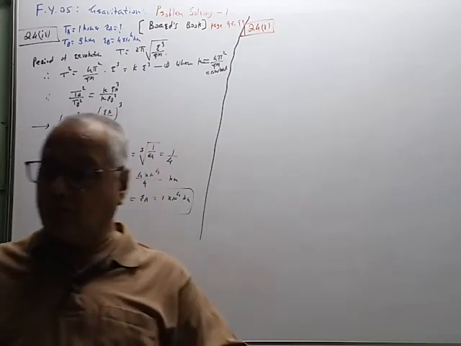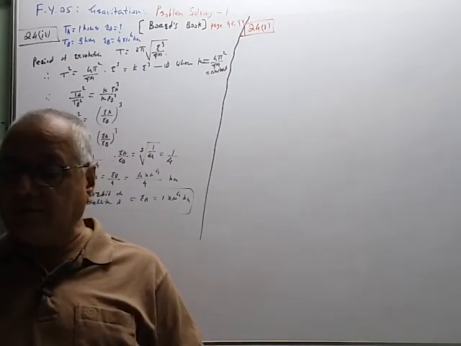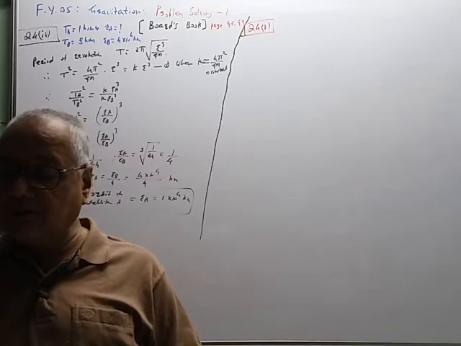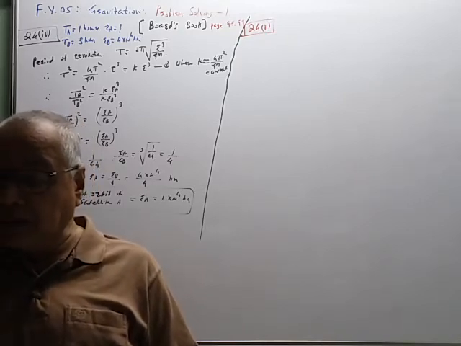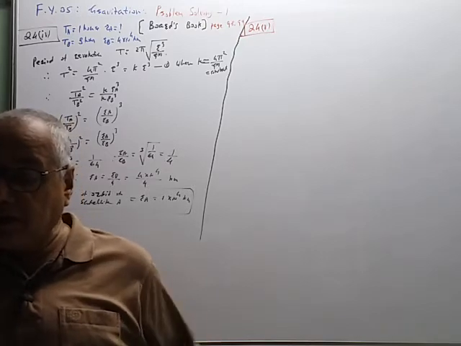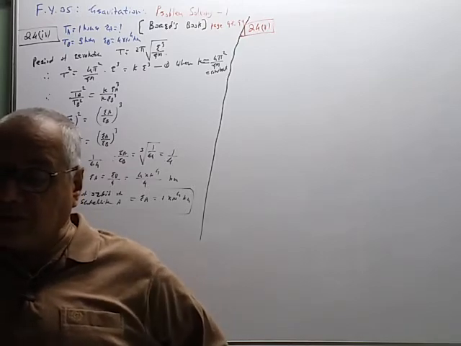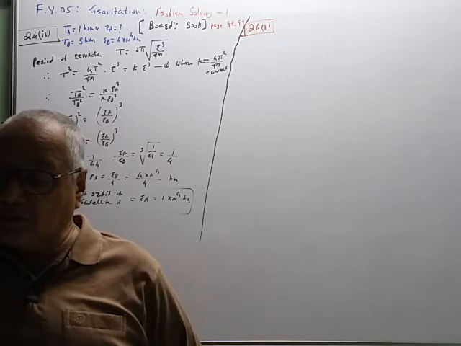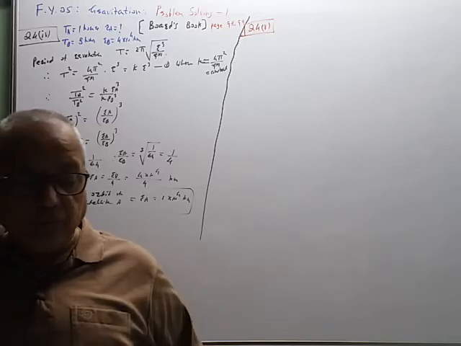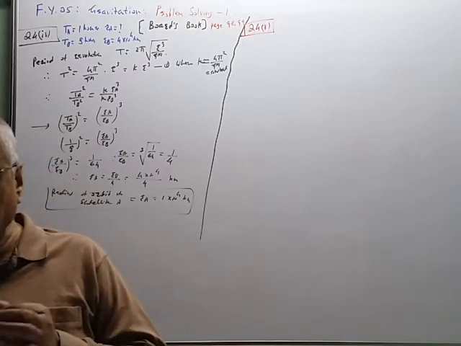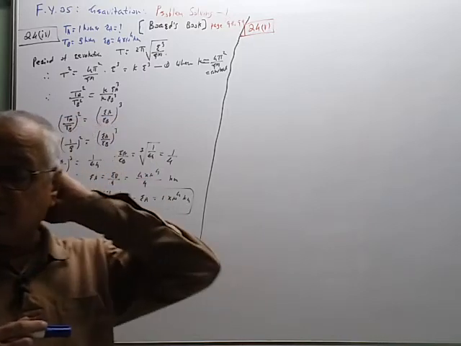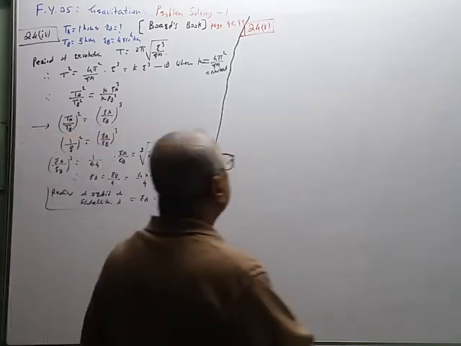Question number 4-5. Find the gravitational force between the sun and the earth. Given mass of the sun is equal to 1.99 into 10 to 30. Mass of the earth is equal to 5.98 into 10 to 24. Average distance between the earth and the sun is equal to 1.5 into 10 to 11. So it is a substitution type problem. Only we have to use the formula for gravitational force. So I will give directly that formula.